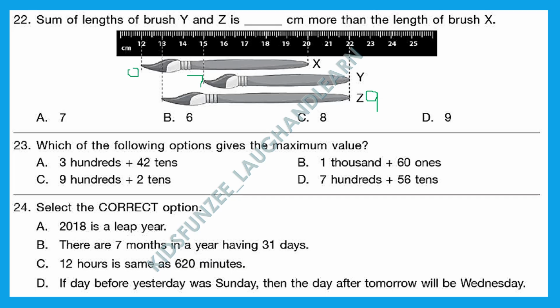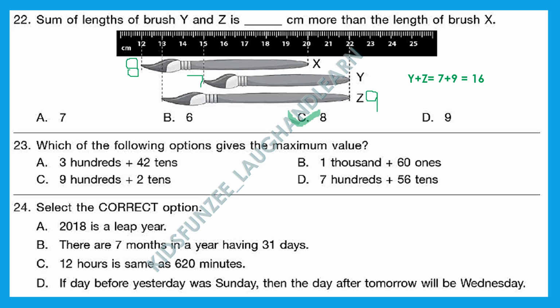So we got the lengths of X, Y and Z. Now what is being asked is we have to find the sum of Y and Z. Let's do that. Y plus Z equals 7 plus 9 equals 16. And then this length is how much more than the length of brush X. So we'll do the simple subtraction. 16 minus 8 is equal to 8. Option C is the right answer. Question 23. Which of the following options gives the maximum value? So let's do the calculations.